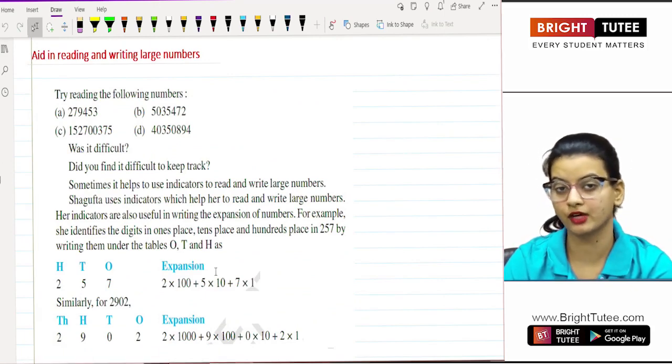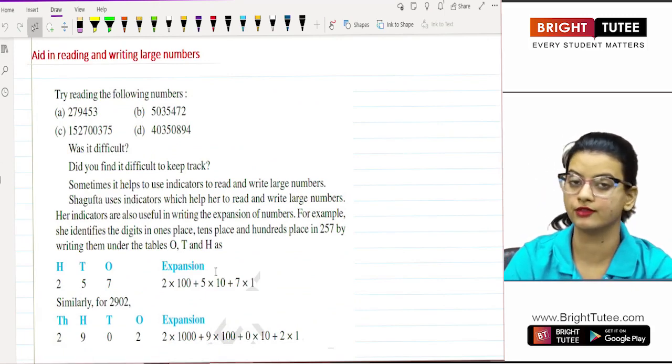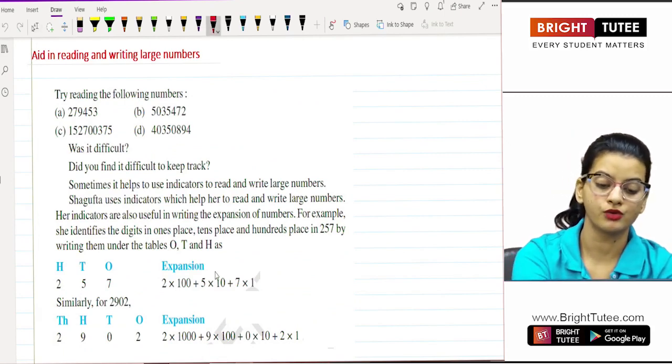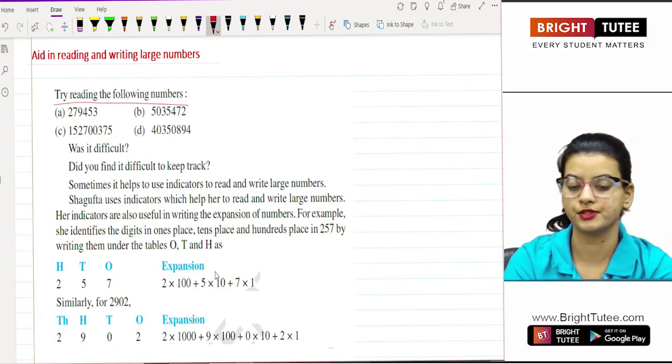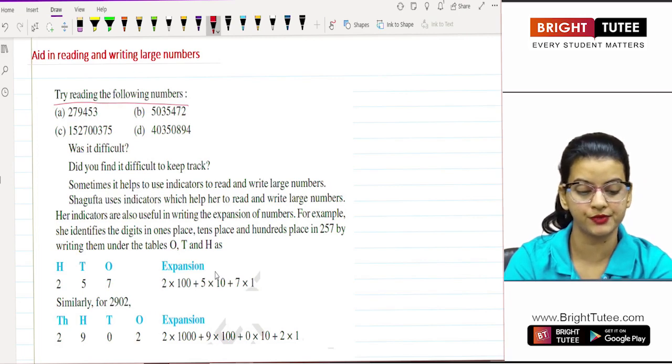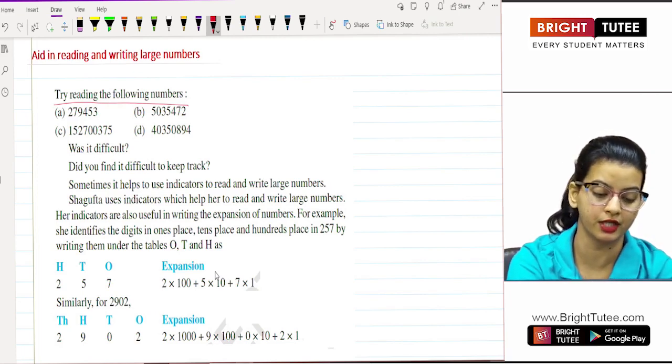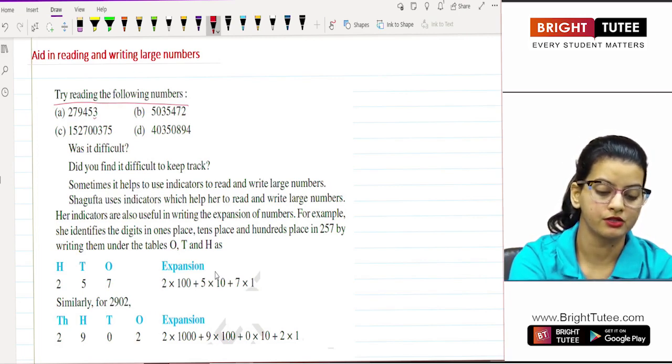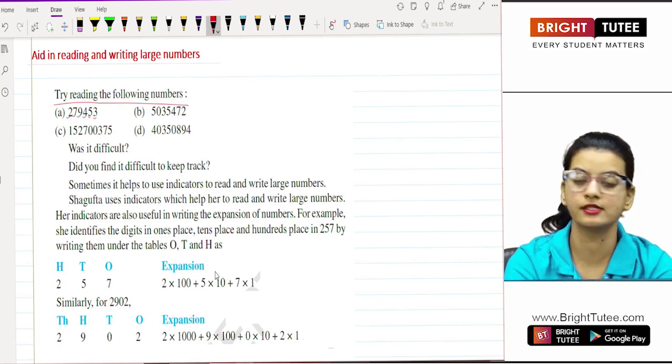So how do we read and write large numbers? This is something that we are going to learn over here. Now try reading the following numbers. Now can you try reading these numbers? So let me count the number of digits over here. This is 1, 2, 3, 4, 5 and 6. This is a 6-digit number.